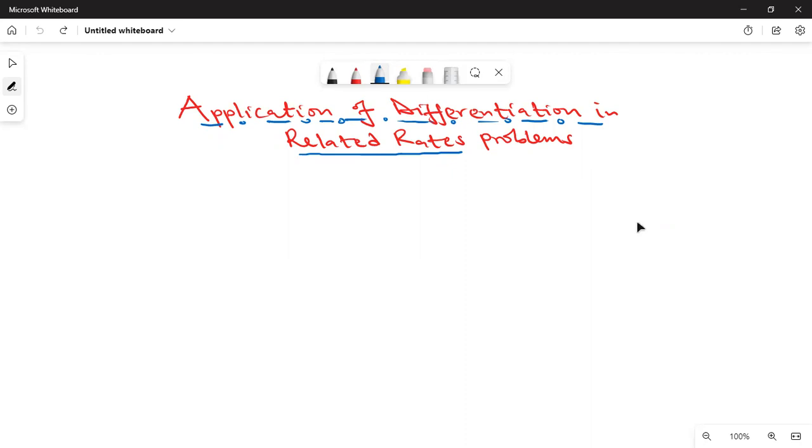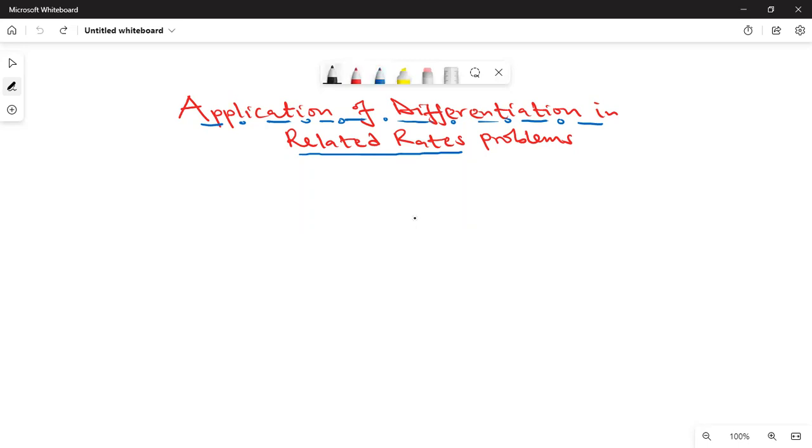Today, we are going to look at Calculus 1, and our main topic is applications of differentiation in related rates problems. So we need to understand what we mean by related rates, and then we look at some problems in related rates. So let's take note that I'm going to write.